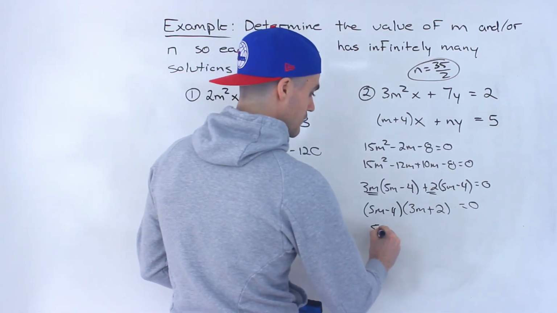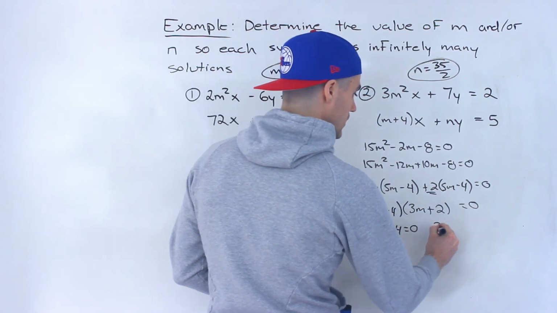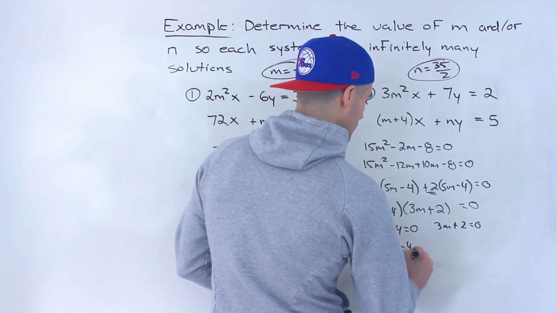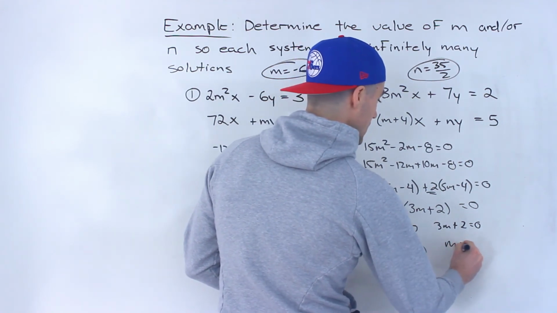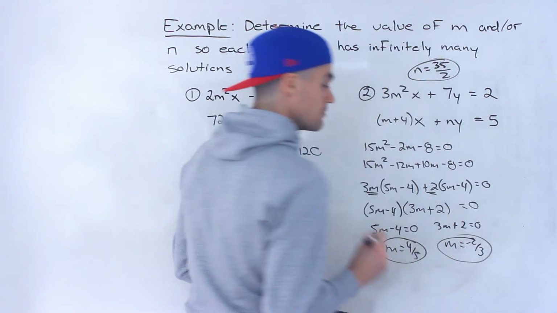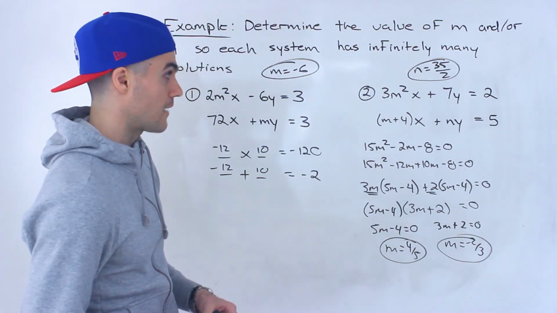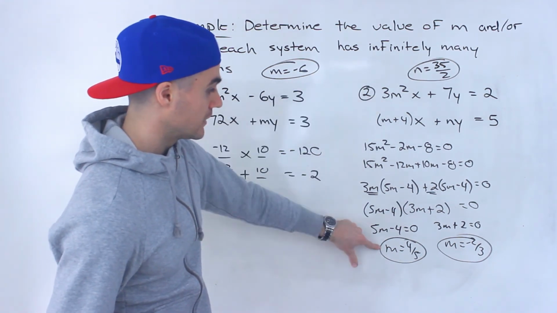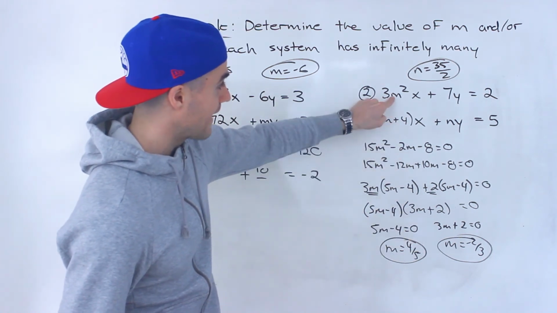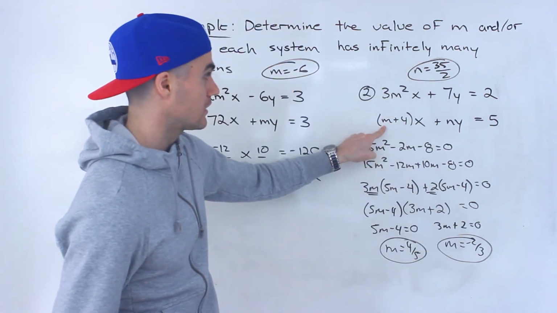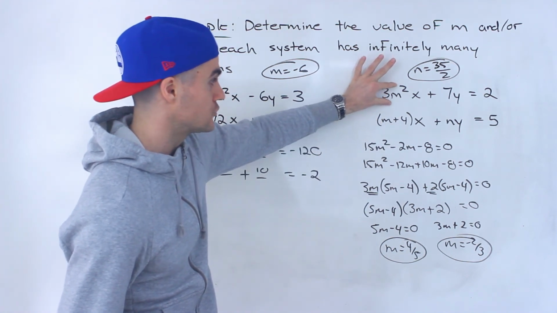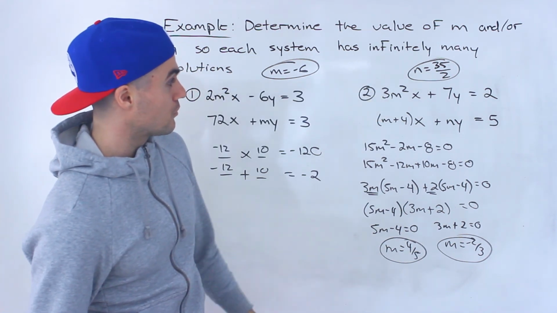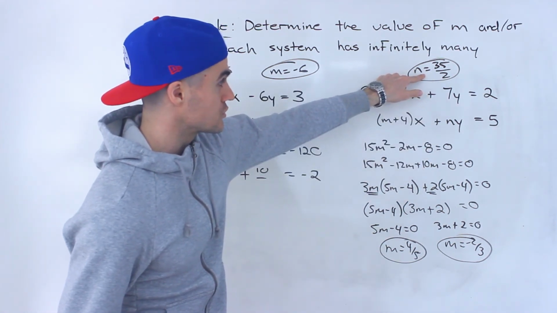And so from here, 5m minus 4 equals 0, or 3m plus 2 equals 0, which means m would be 4 over 5, or m would be negative 2 over 3. So there are actually multiple solutions that work for m for this one. And if you plug in for m here, you have to plug in the same one. So either you plug in 4 over 5 here and here, or you plug in negative 2 over 3 here and here. You can't plug in negative 2 over 3 and then 4 over 5 over here. It's got to be the same m value for both. And then for n, there's just one solution, 35 over 2.